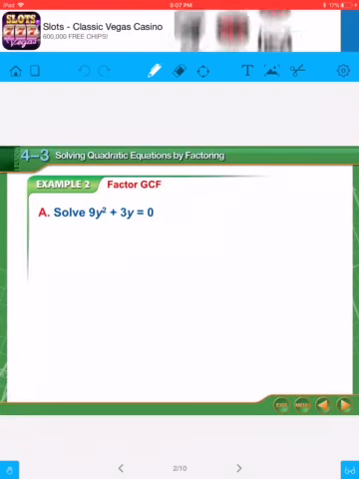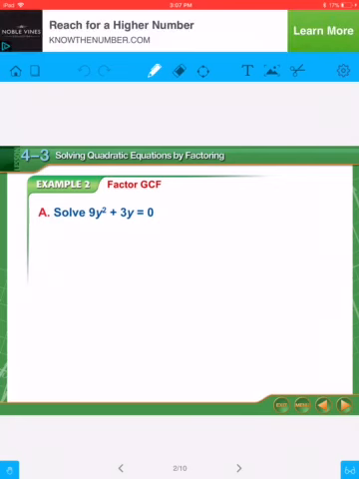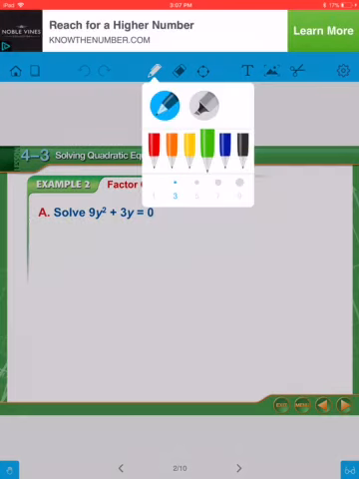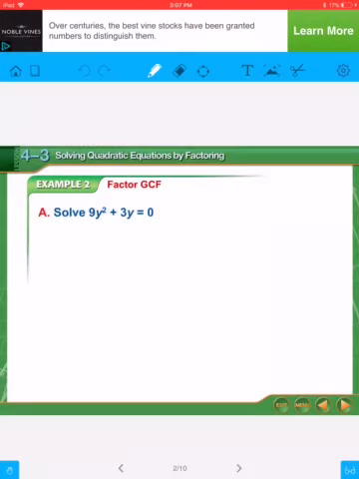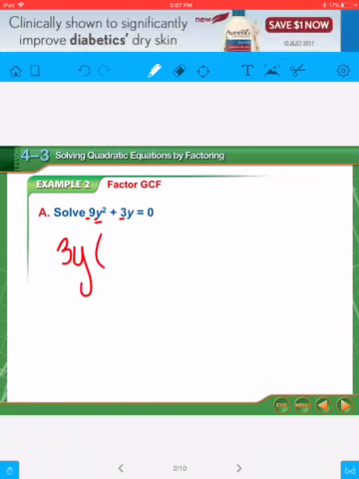So here we're solving 9y squared plus 3y equals 0. There's only two terms here, and both of the terms have a y. So I'm able to solve these by finding the greatest common factor. A 3 goes into both 9 and 3, so I can factor out a 3. And a y goes into y squared and y, so I'm factoring out a 3y. And if I factor out a 3y, I'm left with 3y plus 1.